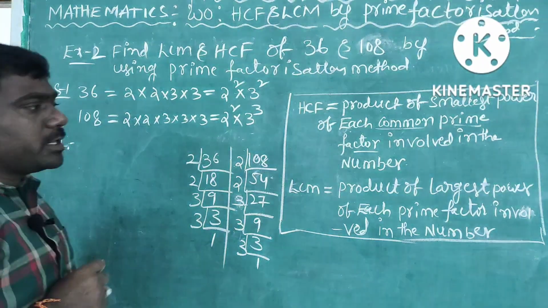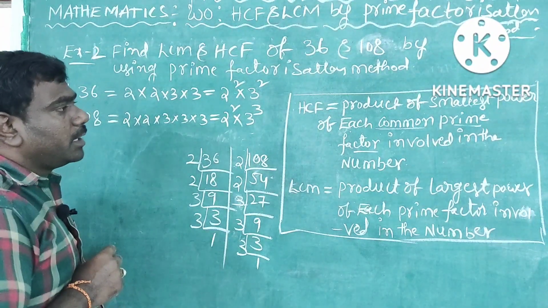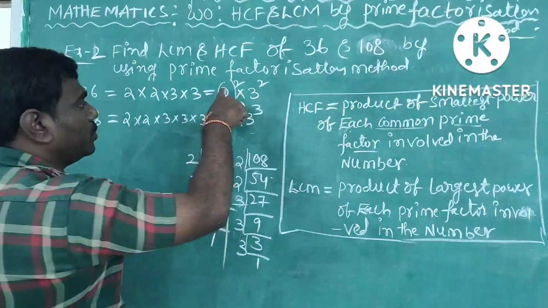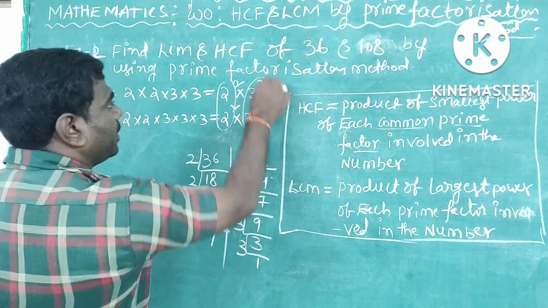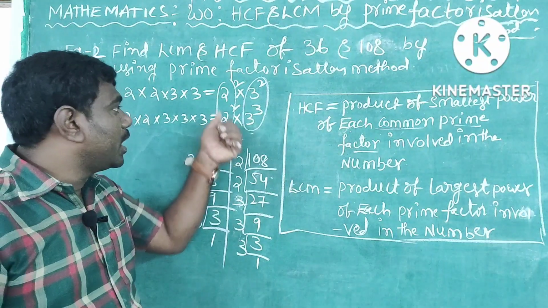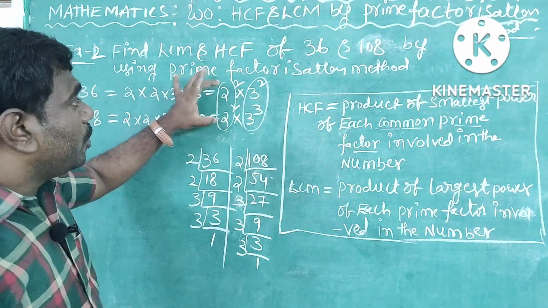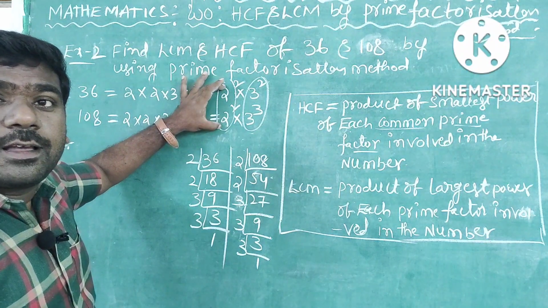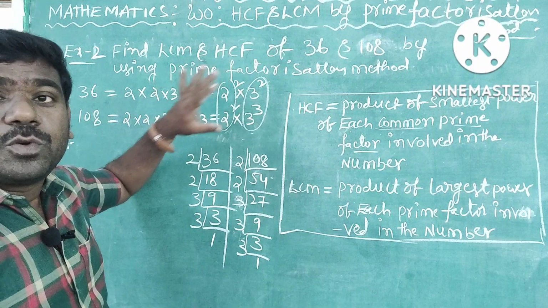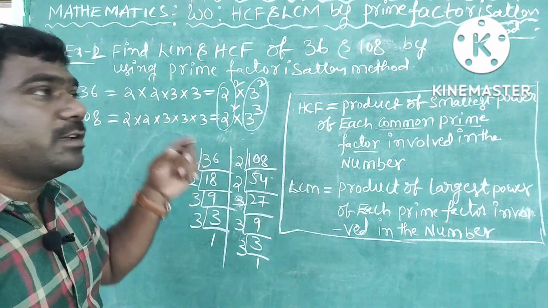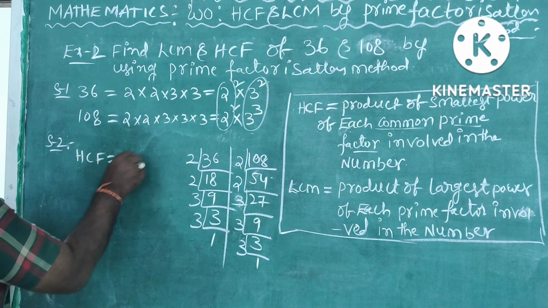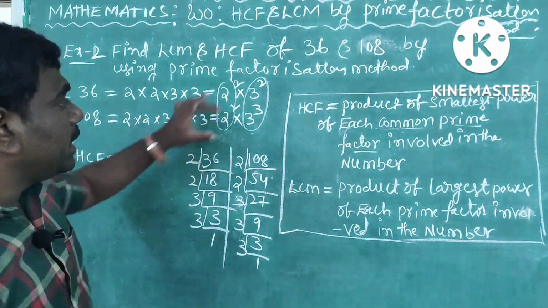First, HCF. First, we have to identify the common factors. Here 2 is a common factor, and 3 is also a common factor. So we have two common factors: one is 2, another one is 3. For 2, what is the smallest power? Here 2 only, and here also 2 only. Both have the same powers, so take one, that is 2 power 2, meaning 2 square.